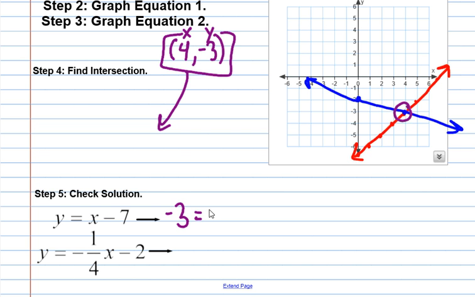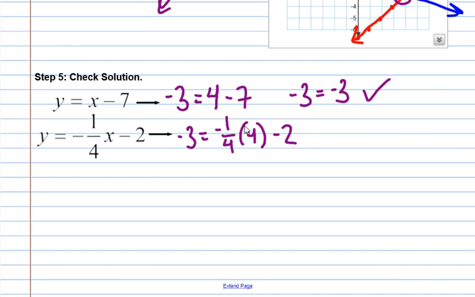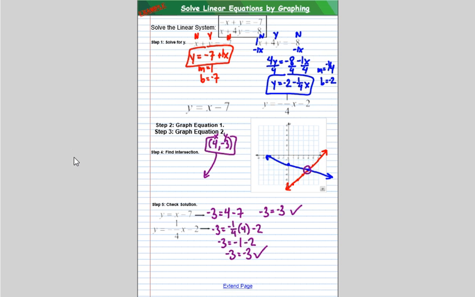Negative 3, does that equal 4 minus 7? Yes, it does. Negative 3 equals negative 3. If I put 4 in for x and negative 3 in for y, negative 1/4 times 4 minus 2. Well, a fourth of 4 is 1 and it's negative, and negative 1 minus 2 makes negative 3. So it checks out, makes both of them true, which means that the point 4, negative 3 is actually the intersection point. So 4, negative 3 is the answer.